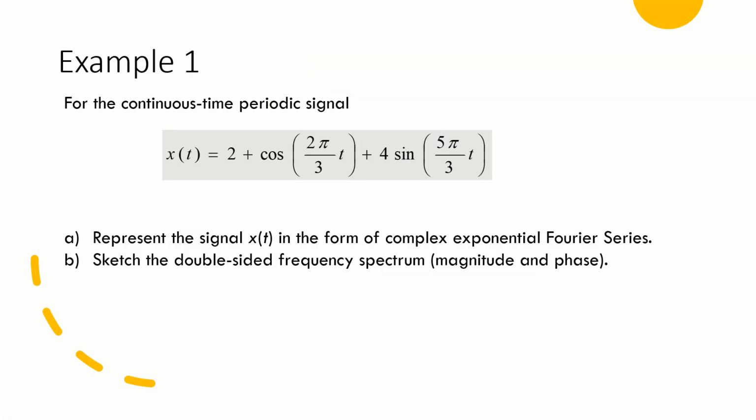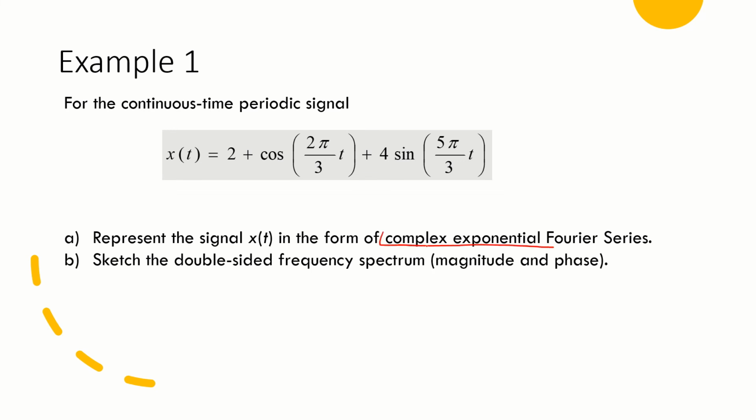Now let's look into an example. This is example 1. For the continuous time periodic signal, this equation is given to you. The question asks you to represent the signal in the form of a complex exponential Fourier series.